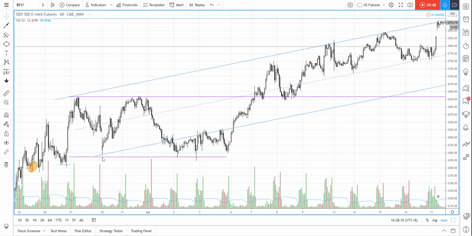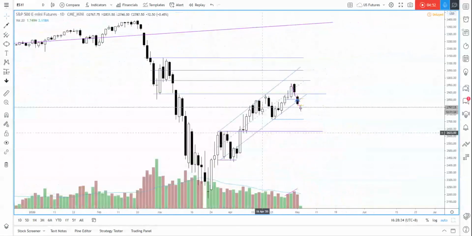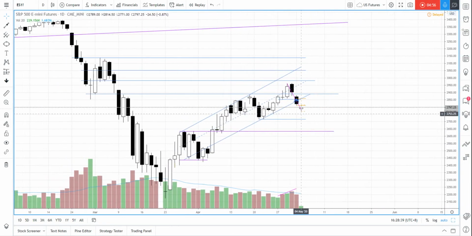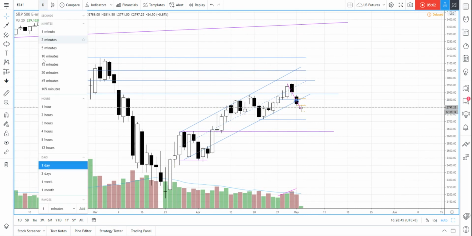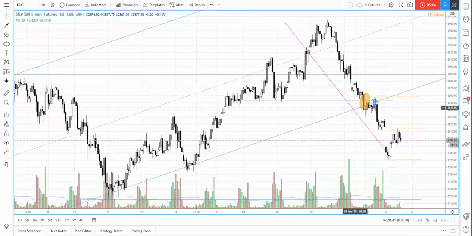Let's go back to daily again. Okay. Alright, so this is the daily chart, and we see that again we have a gap down over the weekend, created this morning. So let's just go into H1 to have a better look here.